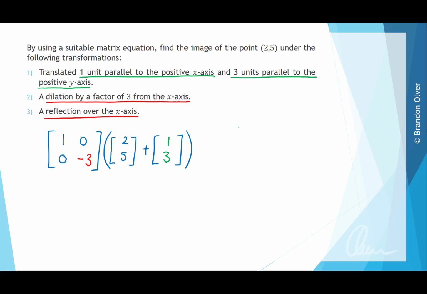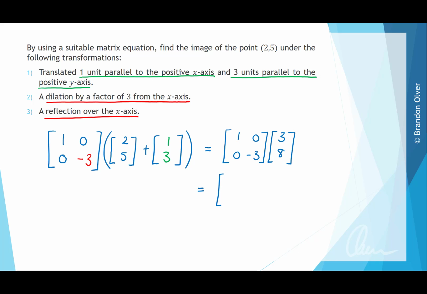So now that we've set up our suitable matrix equation, we need to evaluate it. So the first thing we do is the bracket. So we're going to leave 1, 0, 0, negative 3 in this matrix, and we're going to evaluate 2 plus 1 gives 3, and 5 plus 3 gives 8. Next, we do our matrix multiplication.